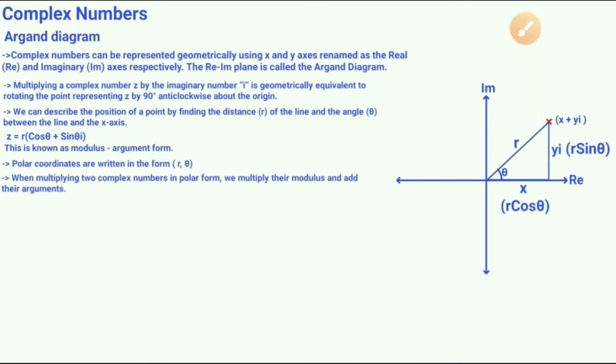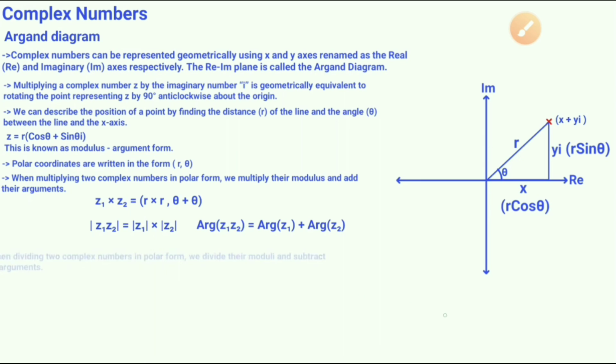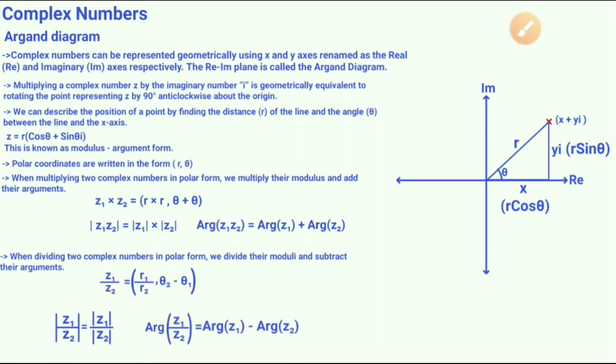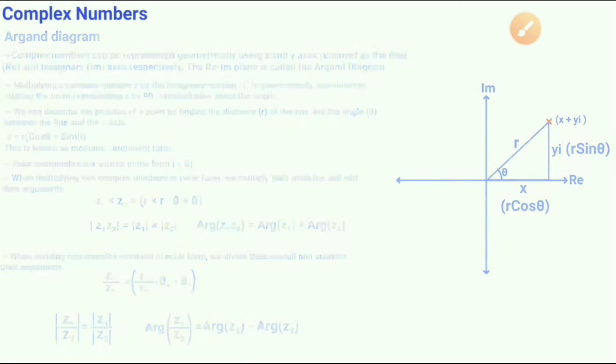Polar coordinates are written in the form (r, theta). When multiplying two complex numbers in polar form, we multiply their moduli and add their arguments. When dividing two complex numbers in polar form, we divide their moduli and subtract their arguments. This is how it is.